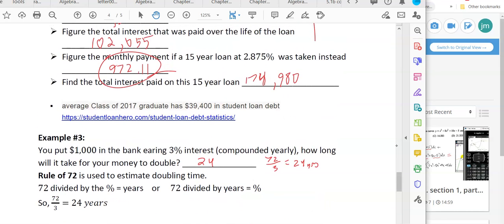So then you would have $2,000. How long until you have $4,000? It'd be another 24 years. So it'd be 48 years and you'd have $4,000 because it doubles. It doesn't just give you an extra 1,000. It doubles and doubles and doubles. So that's the power of compound interest, really, is being able to see the doubling power. Your money's really growing fast.